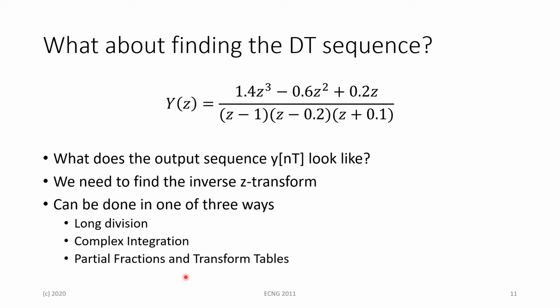Now that we have transformed that difference equation into its relevant Z-transform representation, the question now asks what our output sequence for y of nt is going to be. To do this, we need to perform the inverse Z-transform. There are three ways we can actually do this. Long division, which is going to be our infinite form.